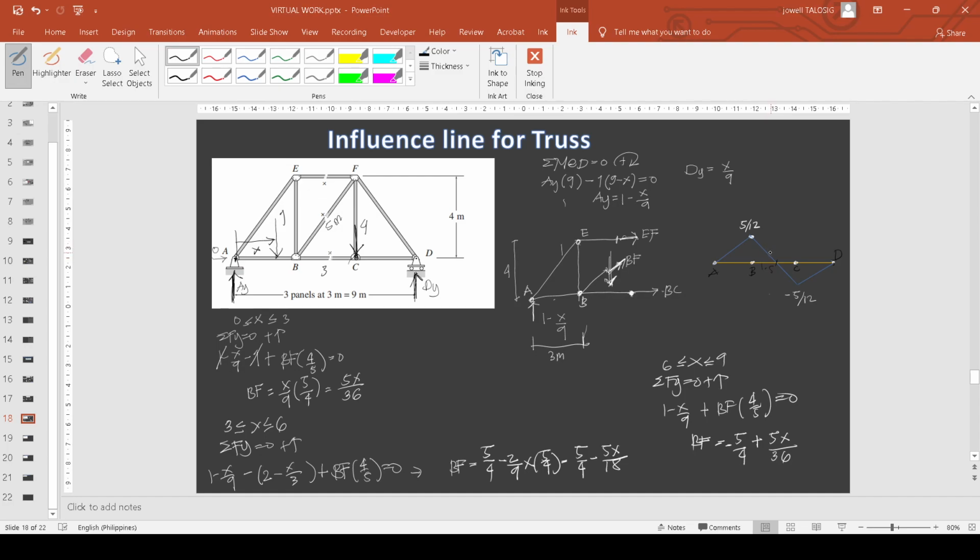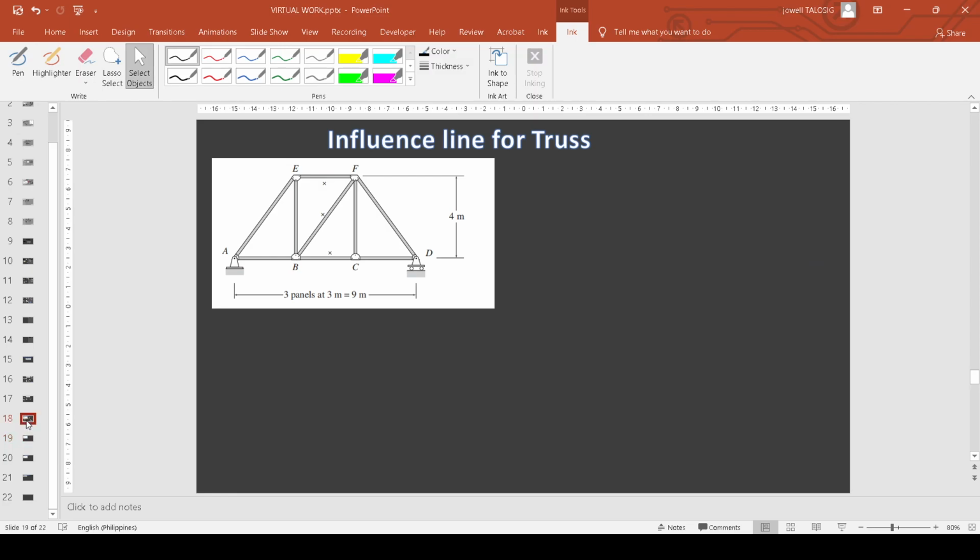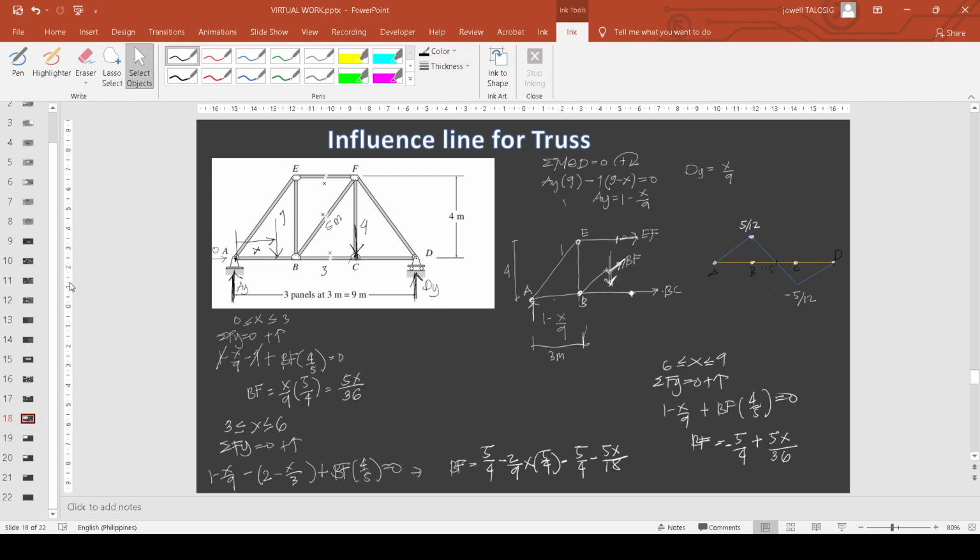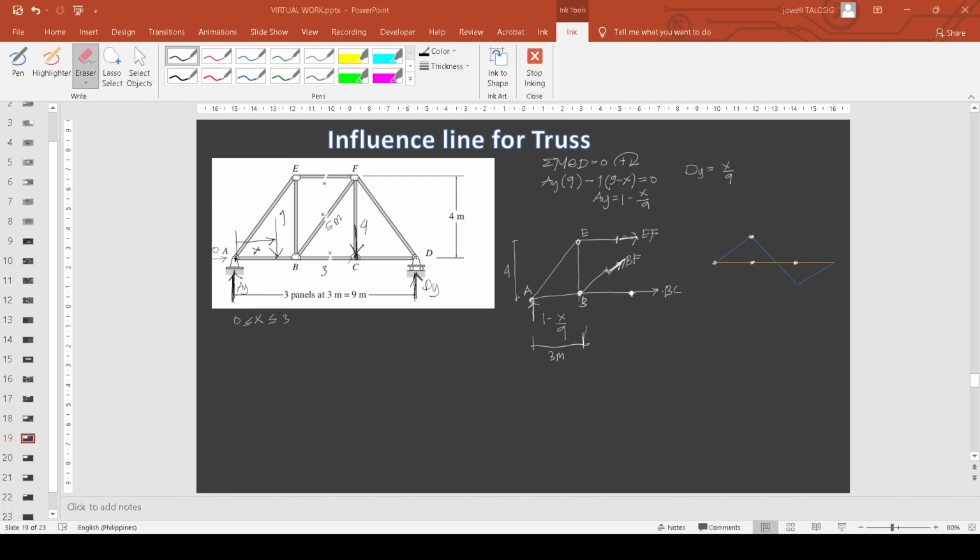Okay, so next we are going to solve for the influence line for member EF. Okay? Okay, let's duplicate this one. So, pwede pa natin ito magamit, no? Okay. Okay, so same procedure to. Gagawin natin.